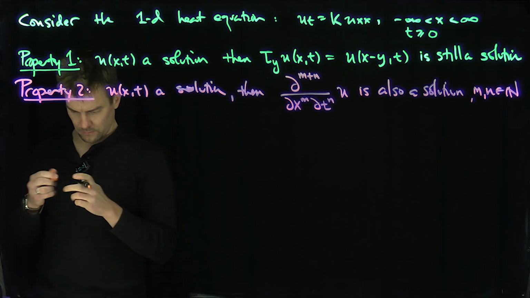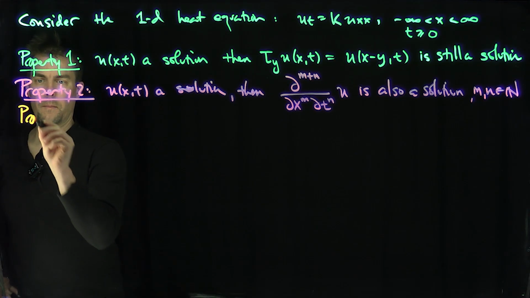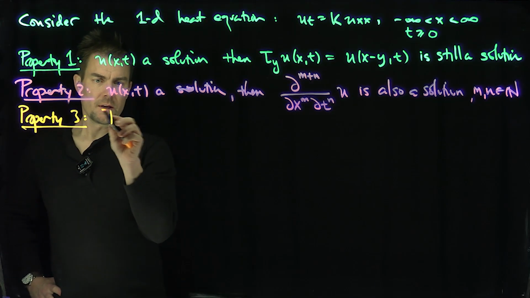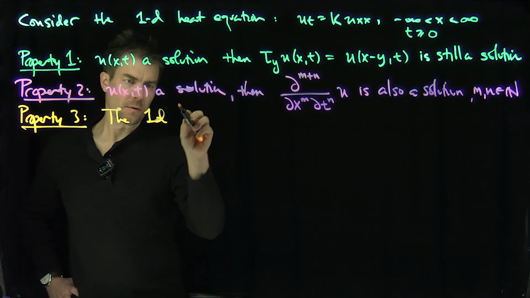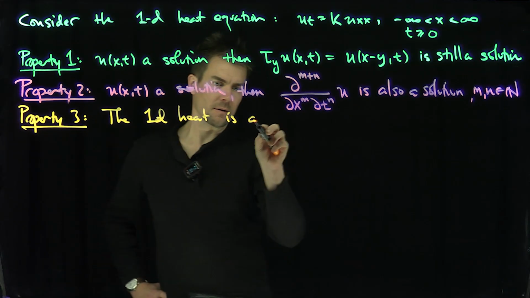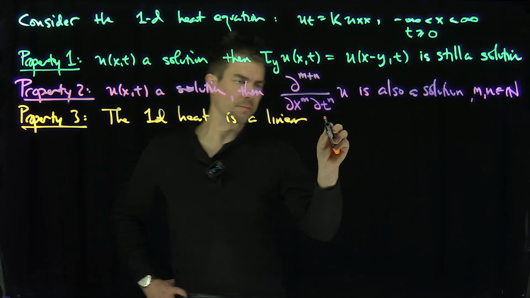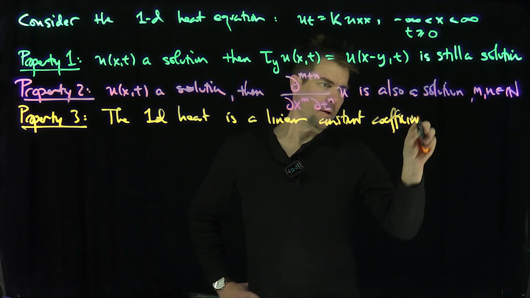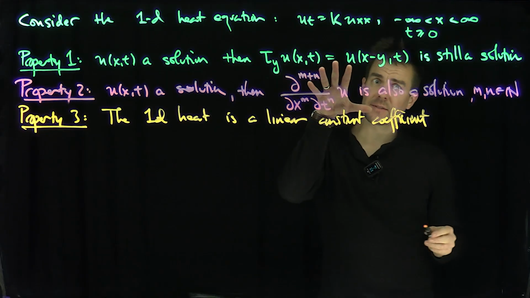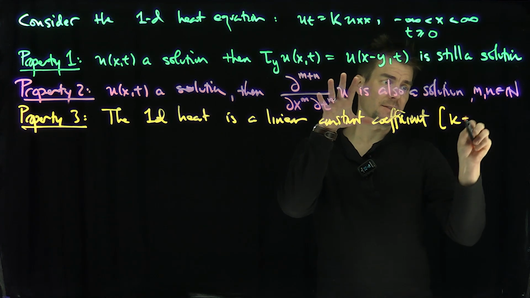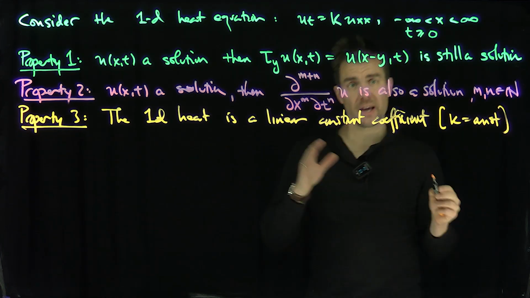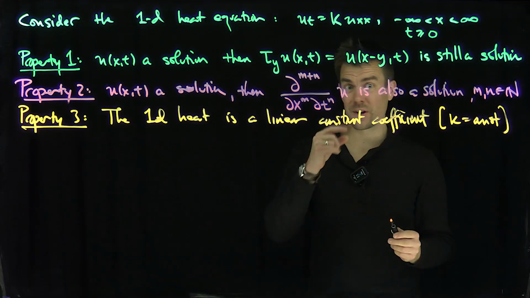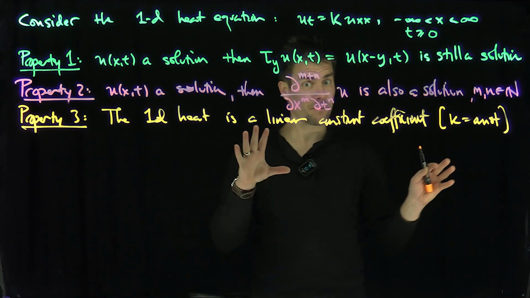What's property 3? Property 3 is trivial also. The 1D heat equation is a linear constant coefficient equation. If k was not constant, right, so here we're using the fact that k is constant. In our problem, we're always going to assume that k is constant. When k is not constant, we get really interesting mathematics. In fact, it's really interesting when k is a jump, because you get very different behaviors, right?